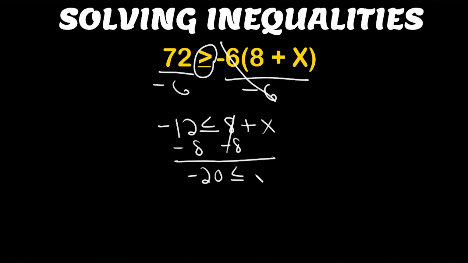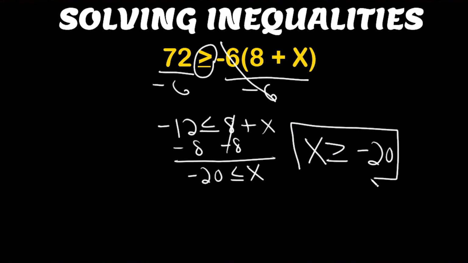Bring down your inequality, bring down your variable. Now I want to write it in the proper format, so I'm going to rewrite it. X, leave a space, and then put negative 20. What is it eating? It's eating the x. Make sure you stay consistent. Still eating the x. Okay, so that is done. That's how we want it written.